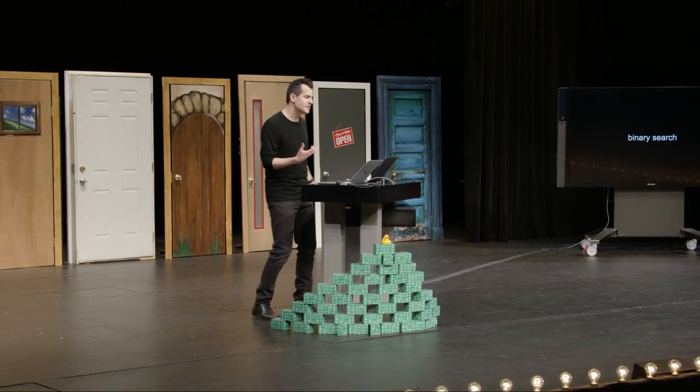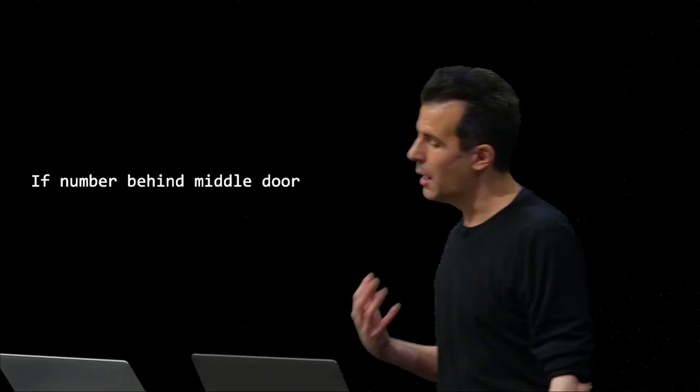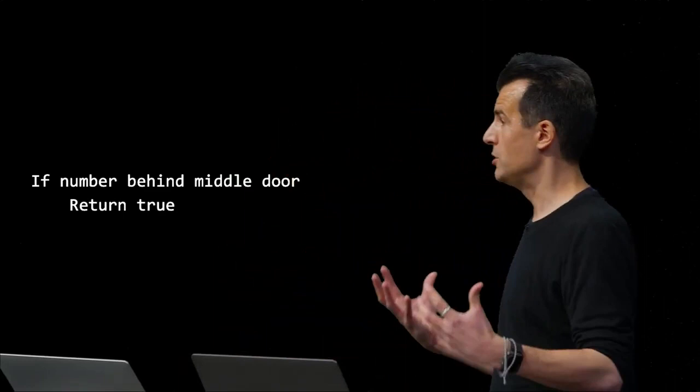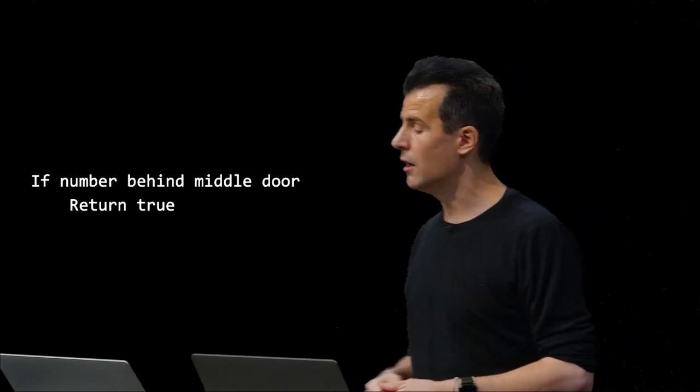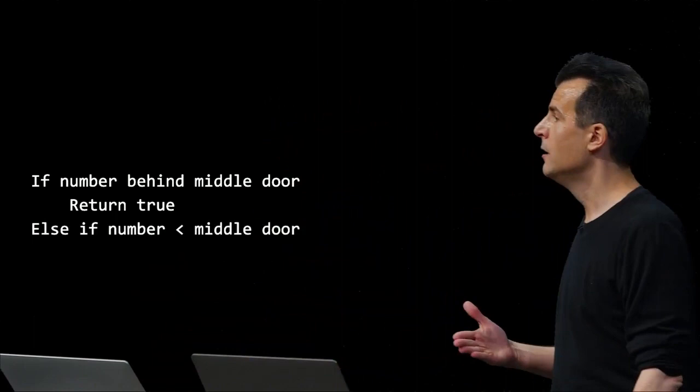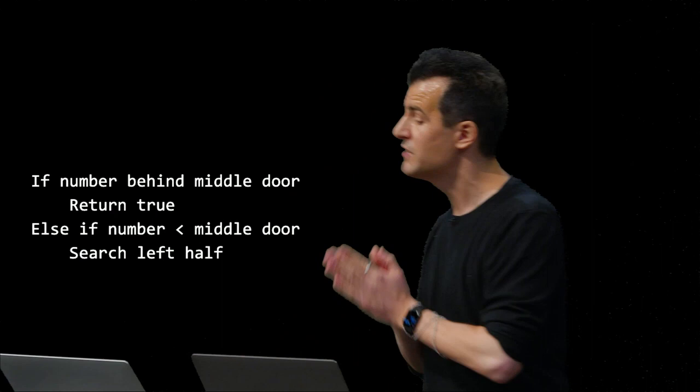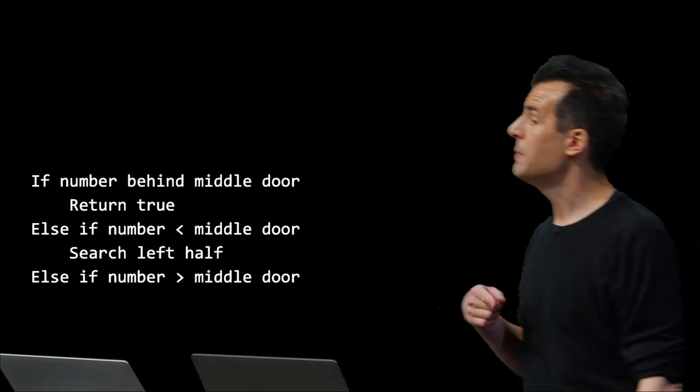So let's consider now a little more algorithmically how we might implement this. So with binary search, let me propose this pseudocode. If the number is behind the middle door, return true. We found it. So if we got lucky, then we might very well have found the number 6 behind the middle door, and we would have been done. But that didn't happen. And in the general case, that probably won't happen. So if the number is less than that behind the middle door, then just like with the phone book, I'm going to go to the left, and I'm going to search the left half of the remaining doors in the array. Else, if the number is greater than that behind the middle door, then like the phone book, I'm going to go ahead and search the right half of the phone book.